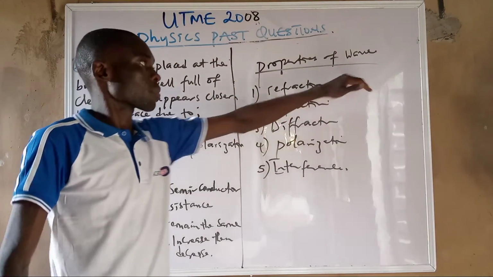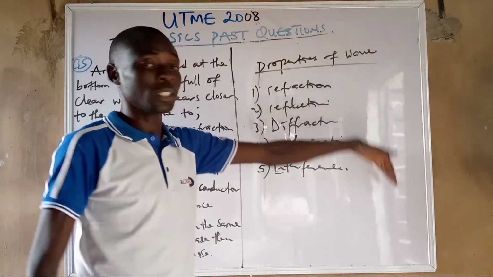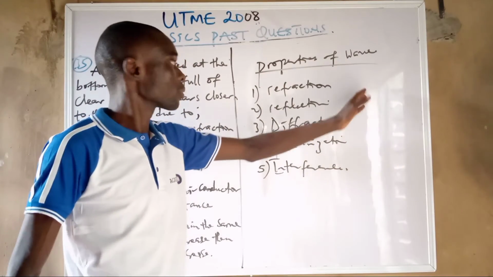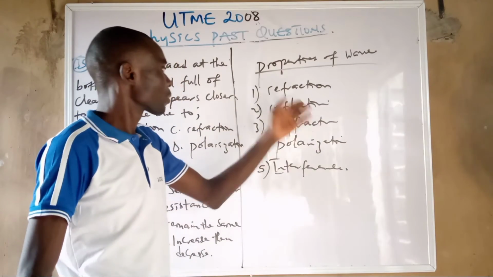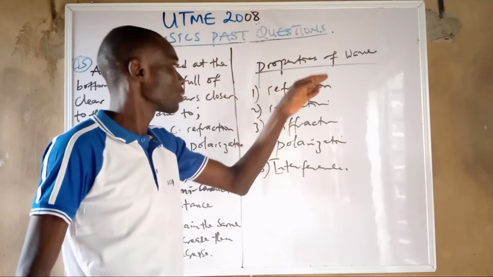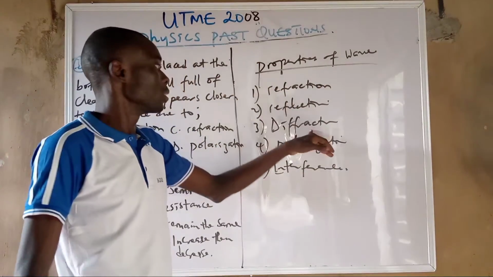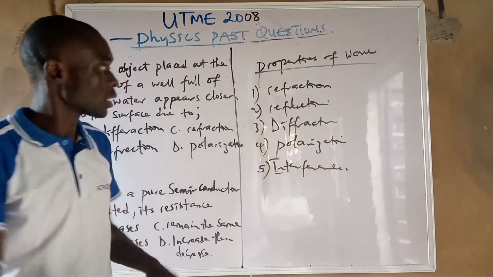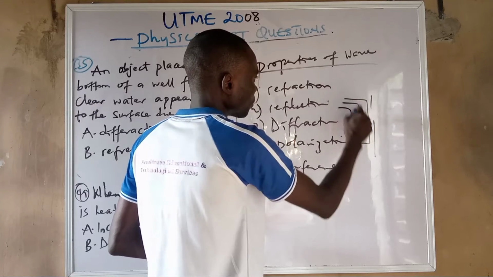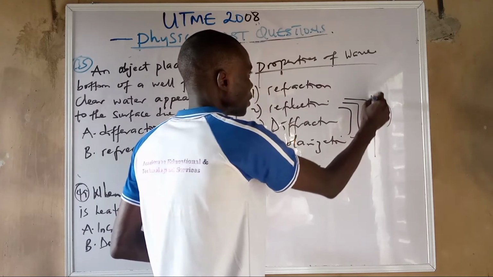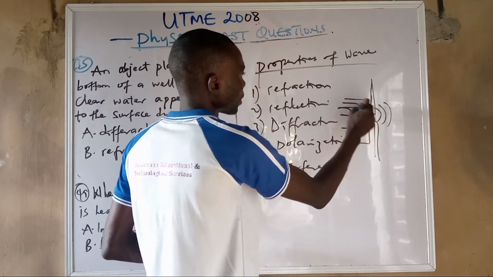Refraction is when rays of a wave change in speed and direction when crossing a boundary. Reflection is bouncing back when it meets a non-transparent object, that is, an opaque one. Diffraction is bending around an obstacle. So when a wave encounters a barrier, it will bend around the obstacle.